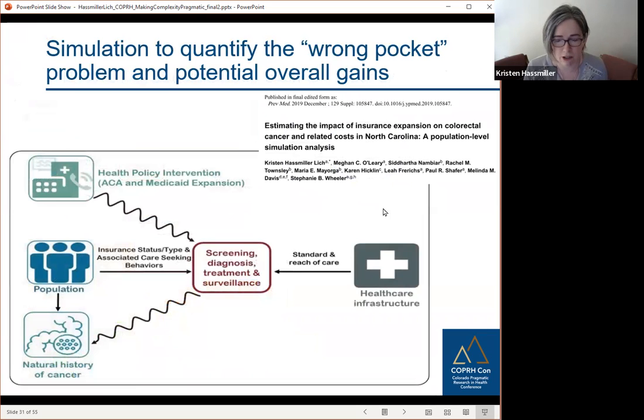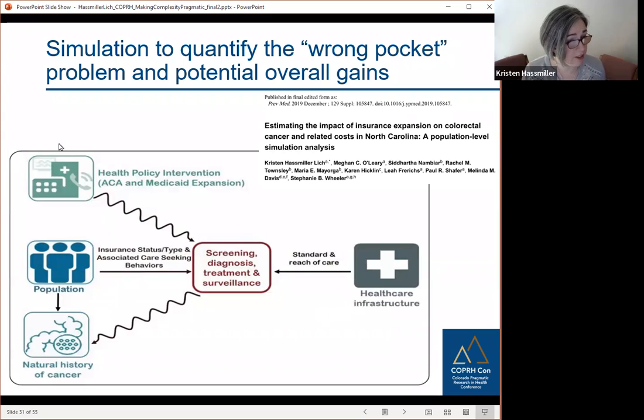I talked about our colorectal cancer work. This is a quantitative simulation model. Really what we're doing is we've got a synthetic population, state of North Carolina, based on census data. For that population, there's a certain natural history. We understand how polyps appear and grow, and some of them progress into cancer. We have spent a lot of time trying to understand how people in the current system screen and how they seek care, and that's a function of, over on the right, our care infrastructure.